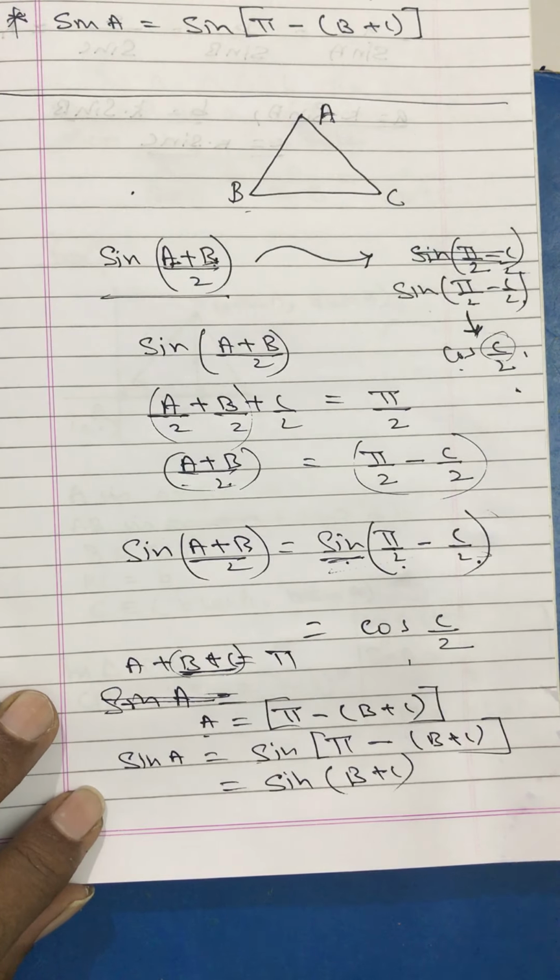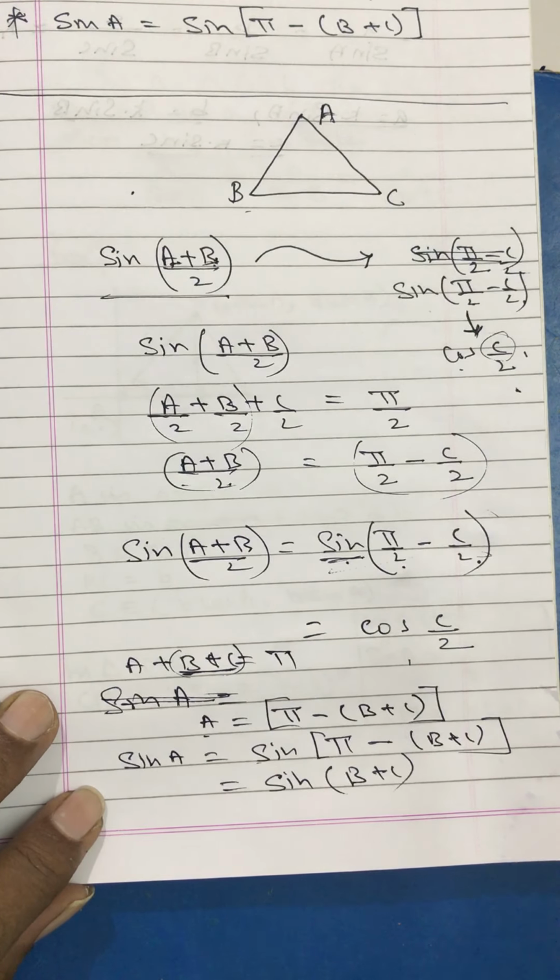Then I can write P plus Q plus R is equal to pi. Therefore if I divide all by 2 continuously, this will become pi/2. I want the value of (P+Q)/2, so this R/2 goes on the other side. I get (P+Q)/2 is equal to pi/2 minus R/2. This is the value of (P+Q)/2, so I will write it over here. I get sin((P+Q)/2) is equal to sin(pi/2 minus R/2).